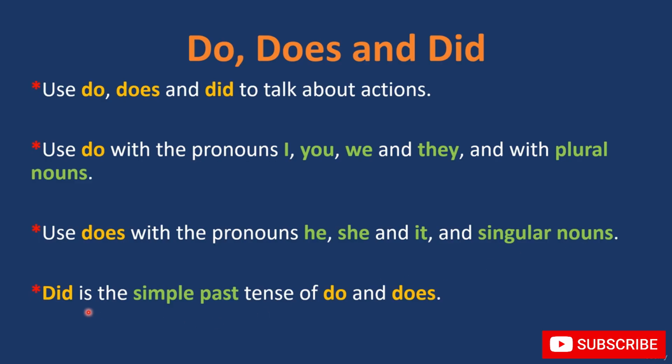What about did? Did is the simple past tense of do and does. So again, do and does are in the present, and did is in the past, and did goes with all pronouns, but do with I, we, you, they. Does is used with he, she, or it.